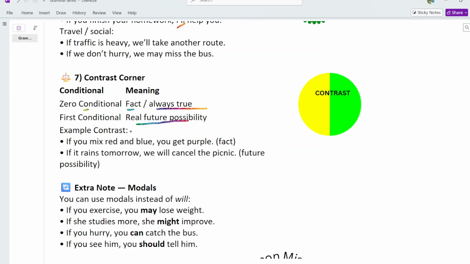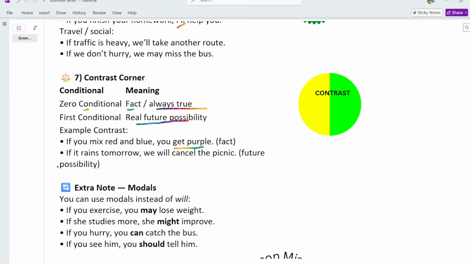Now, an example contrast for you to understand it on a better level: if I say, if you mix red and blue, you'll get purple. Can you change this fact? Can I say that if you mix red and blue, am I going to get, let me say, green? No, that's not a fact. I will not get green. If I mix red and blue paints, I'm just going to get purple. So that's a fact that I cannot change as a human being. That is a zero conditional for you.